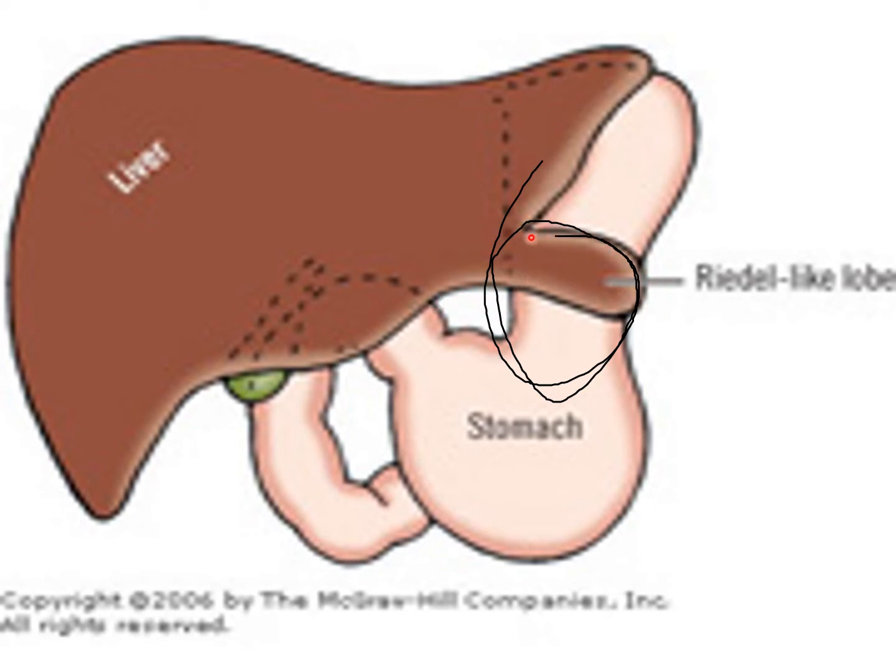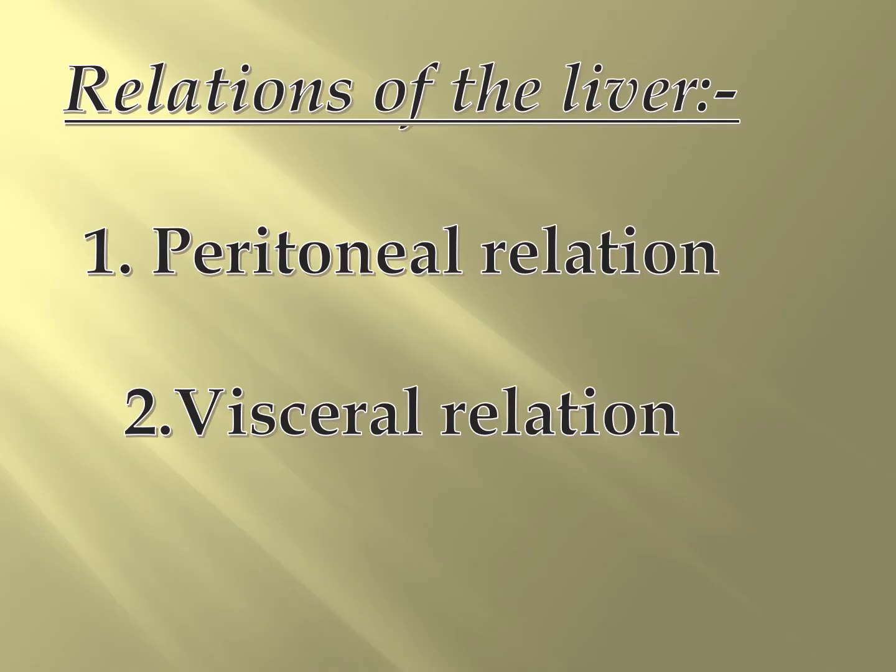So, this is a tongue-like projection this way. This is a Riedel's lobe. It is just a normal anatomical variant, and it will not cause major pathology in a human being. It may be present or it may not be present. So that is of little importance, but people may ask you, so you must know that. The second very important part is the relations of the liver.